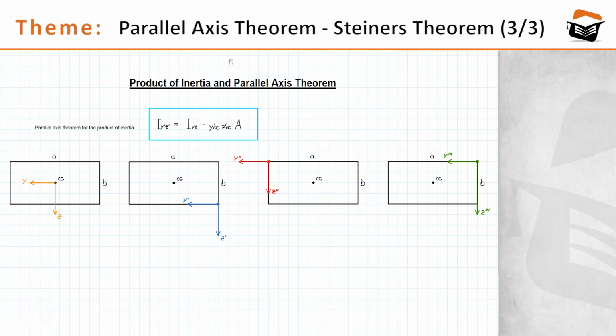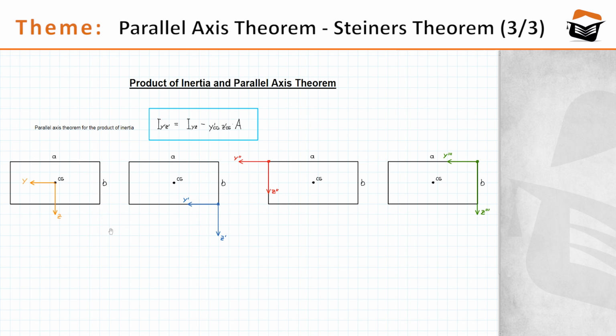Hello, we have yet another video for you on the parallel axis theorem. This time, we want to apply the parallel axis theorem on the product of inertia. And we specifically want to demonstrate that the algebraic sign of the value of the product of inertia depends on the reference coordinate system. In other words, the sign of the product of inertia depends on the location of the origin of the reference coordinate system.